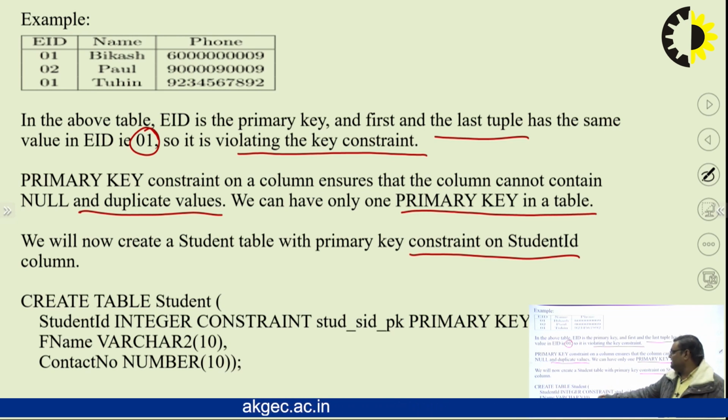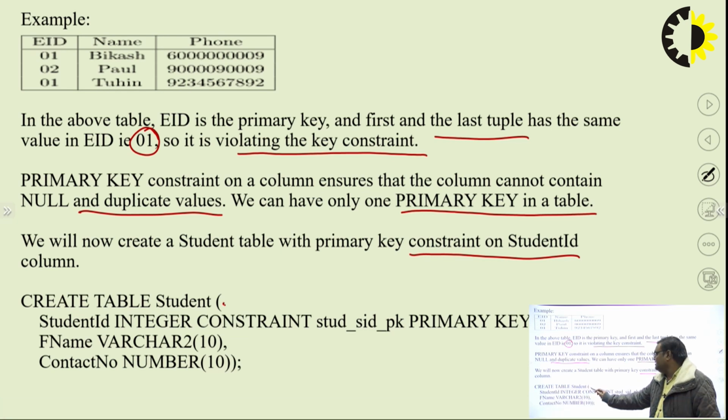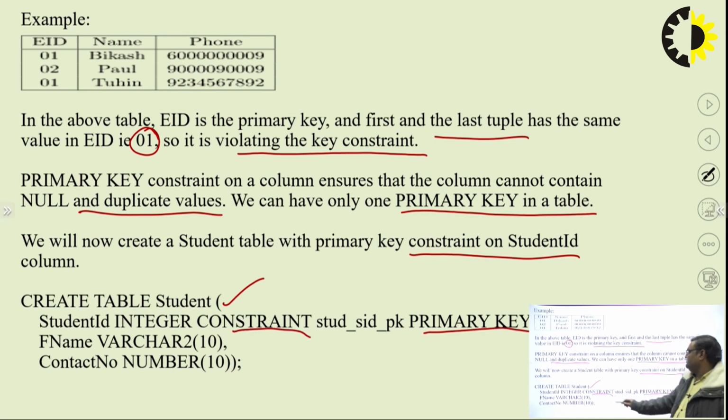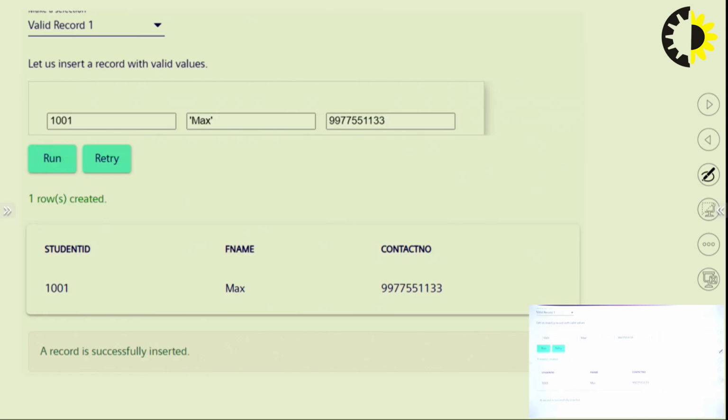Here the table is created: create table student, with student ID as an integer data type and the constraint is primary key. First name is simple, no constraint is given, and for contact also no constraint is given. Let us see, what are the valid records?